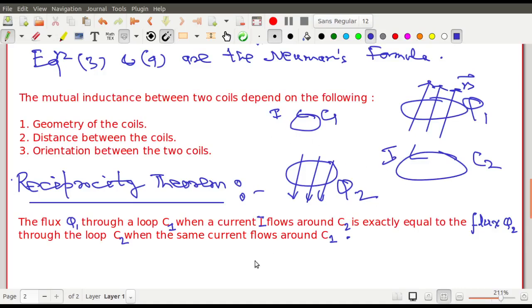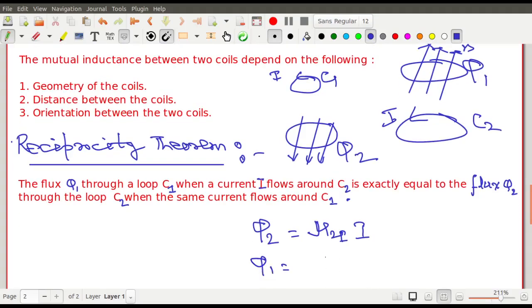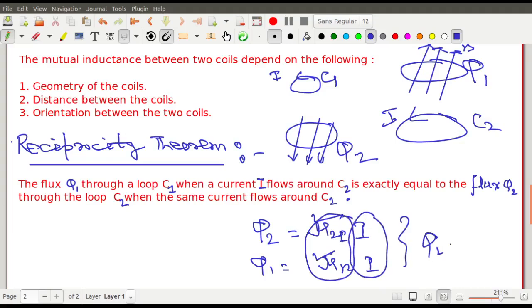And why does it happen? Because you know the expression of flux. The flux phi2 is what? It is M21 into I, and this phi1 is what? It is M12 into I. Now these two are definitely equal. M21 or M12 তো নিজেদের মধ্যে equal. This is equal. And if the currents are also equal, then definitely your phi2 equals phi1.